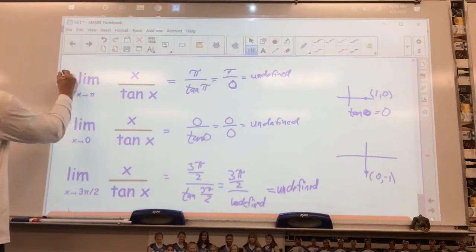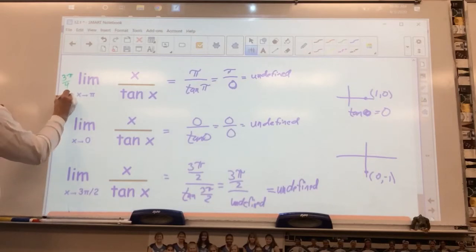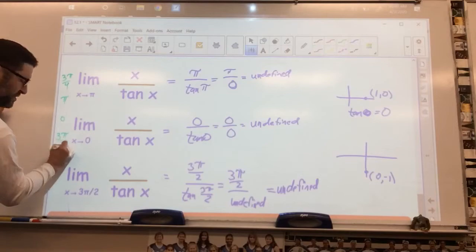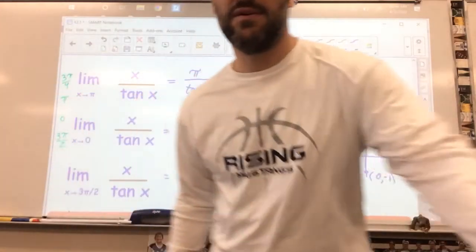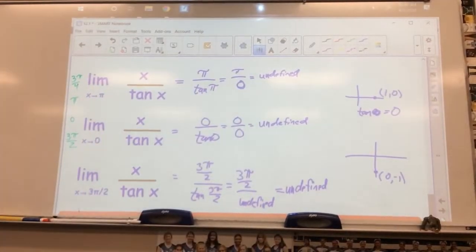It was 3 pi over 4, 3 pi over 4. It was at pi. It was at 0, and it was at 3 pi over 2. I don't know if you can see those. Oh, right there. Okay, and I'm going to go to Desmos because I want to see what's going on.